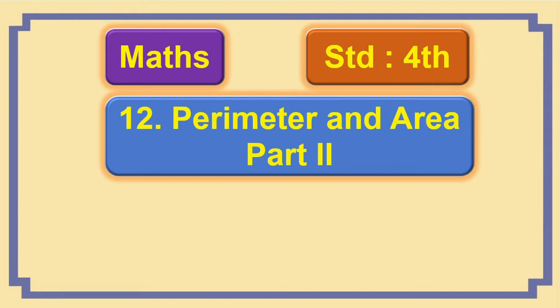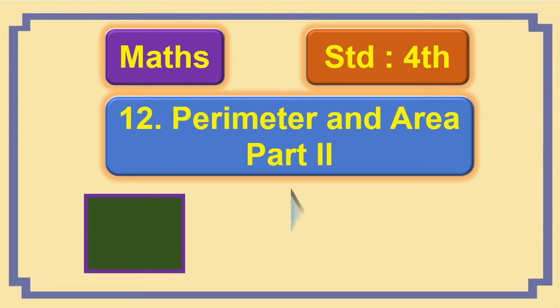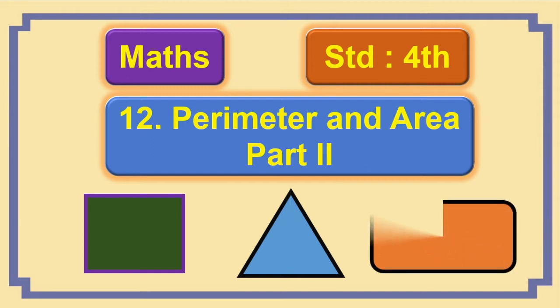Now, in part 1, we have learnt about the perimeter, isn't it? And we have solved so many examples. Now, in part 2, we will go through the area. Okay? Area of different shapes. Yes, dear children, before going to area, we will take a quick recap of the perimeter.